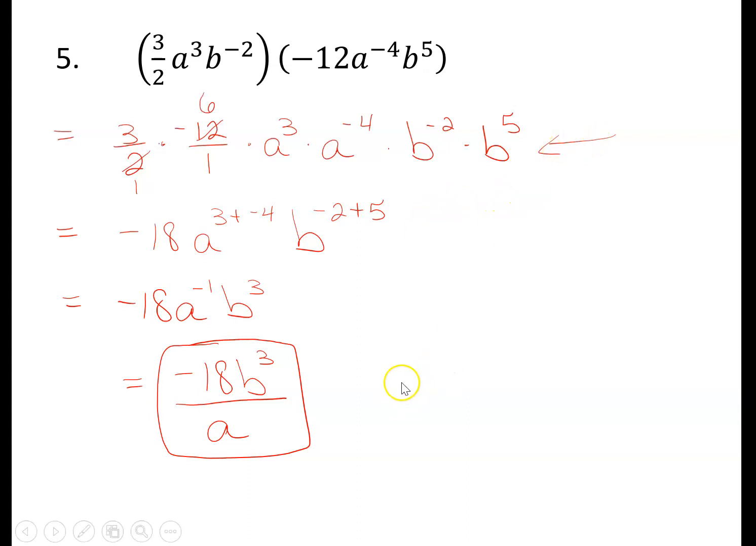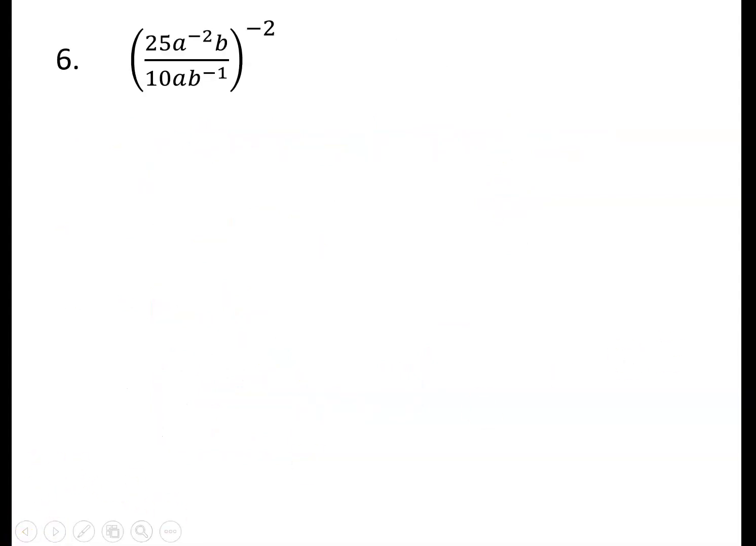Okay, we're going to do 2 more. These are going to get a little more challenging as we go. It may involve several of the exponent rules that we've learned throughout these 3 videos. The first thing I want you to notice on number 6 is that you've got a negative exponent on the outside. So at some point, we'll have to take the reciprocal to make that positive.